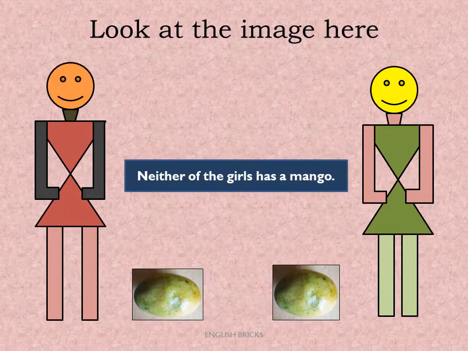Look at the image that is there in front of you. The two girls, the two mangoes, but neither of the girls has a mango. Alright? So, when we use neither of or either of, the noun is always plural, but the verb that follows the noun is singular because neither or either, both of them are taken as one at a time. I hope this is clear.